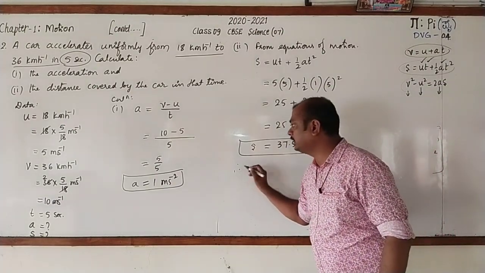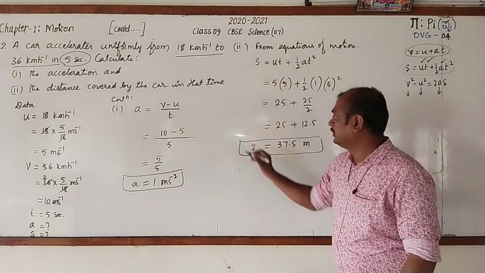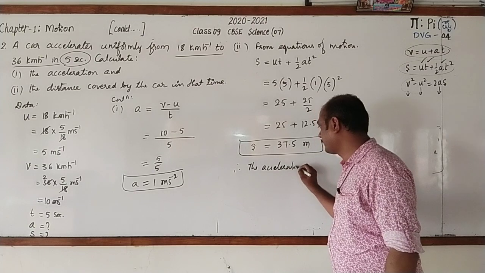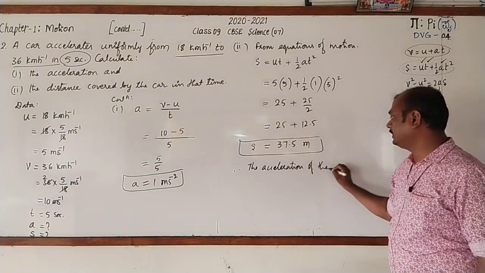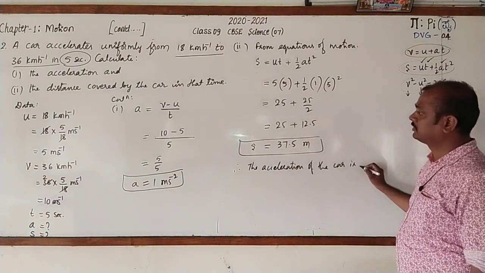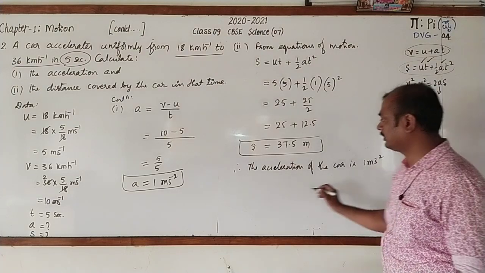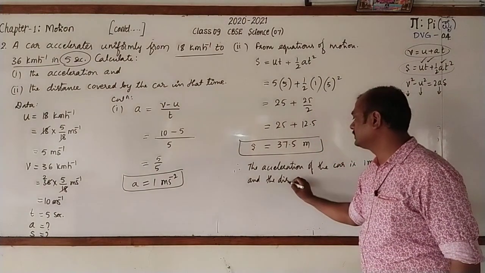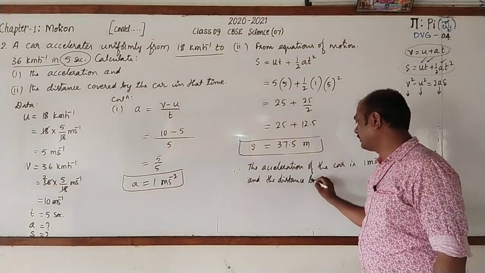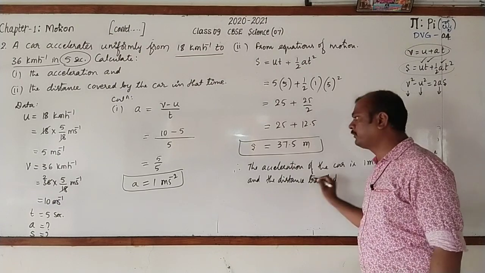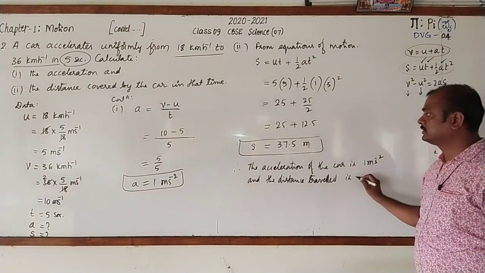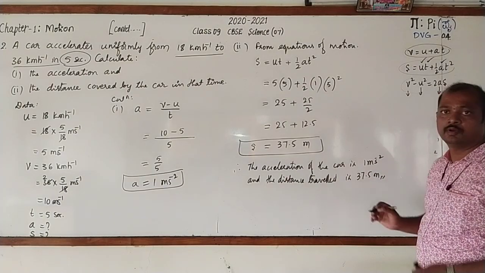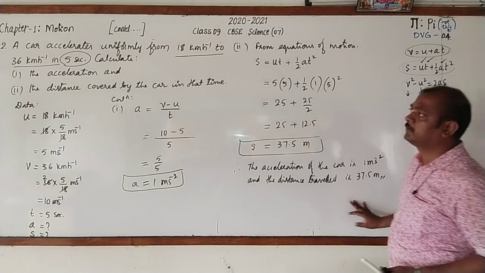And we can write the conclusion as: therefore, the acceleration of the car is how much? It is 1 meter per second square, and the distance traveled in 5 seconds is 37.5 meter. I hope that you have understood this.